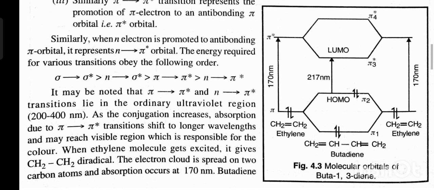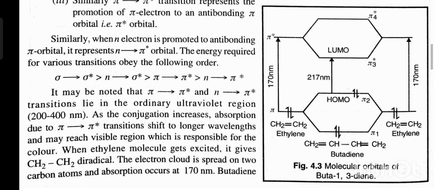It may be noted that pi to pi star and n to pi star transitions lie in the ordinary ultraviolet region. As the conjugation increases, absorption due to pi to pi star transition shifts to longer wavelength and may reach the visible region, which is responsible for the color.